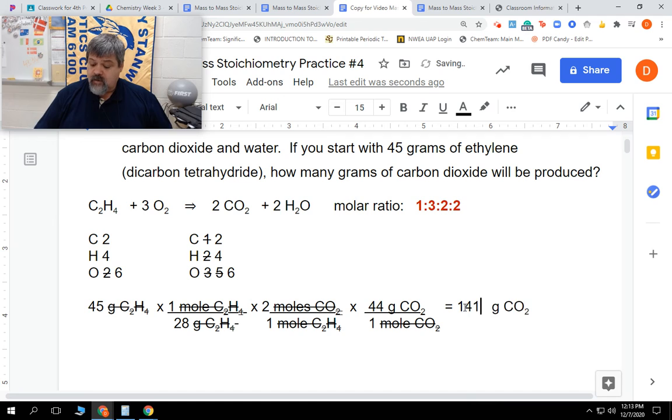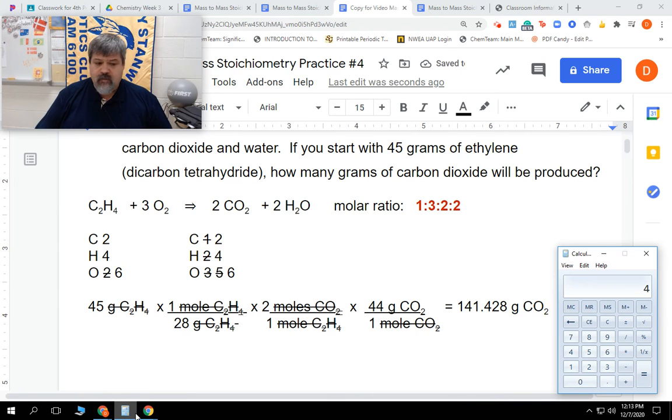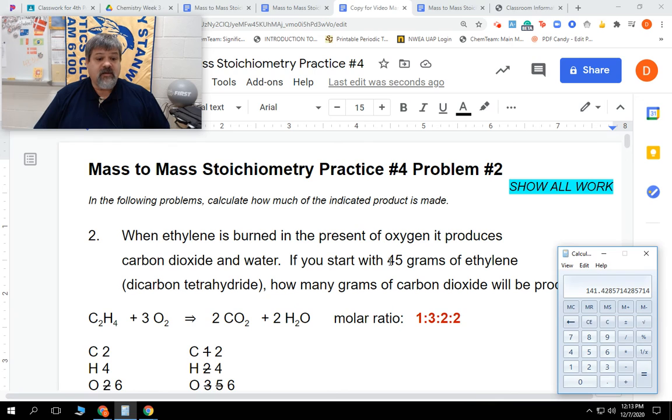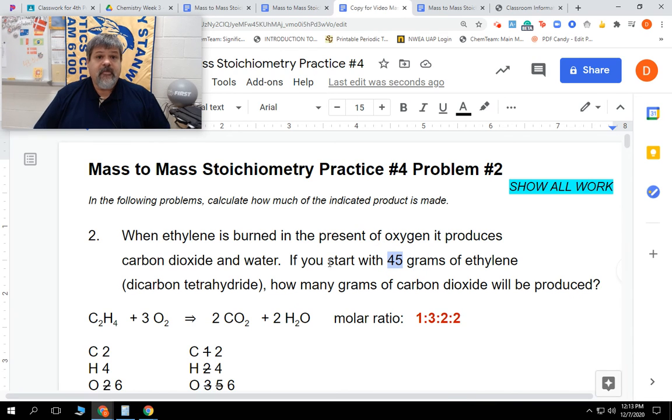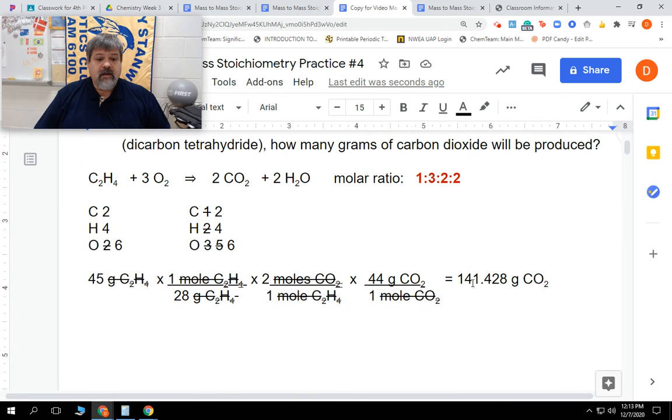8. So 141.428. Now again, I like to go ahead and double check that. So let's go ahead and double check that again. 45 divided by 28 times 2 times 44 equals, and that's good. So we have to do one thing. We have to go ahead and put it in the correct number of significant figures. How to do that? We go back to the original problem, look at our only number that we have in the original problem, and that's going to be 45 grams. So we have 45. All numbers are significant, so that means that the answer needs to be in 2 significant figures. So we're going to go down here, and we're going to go over 2 significant figures, put our answer.